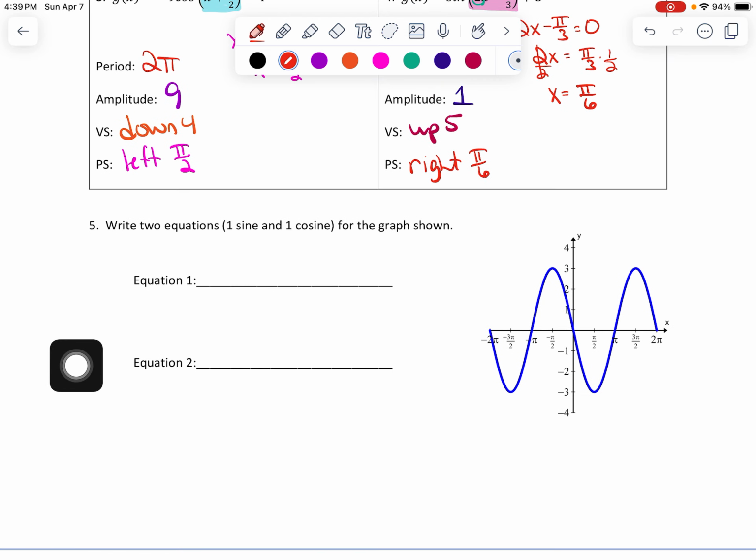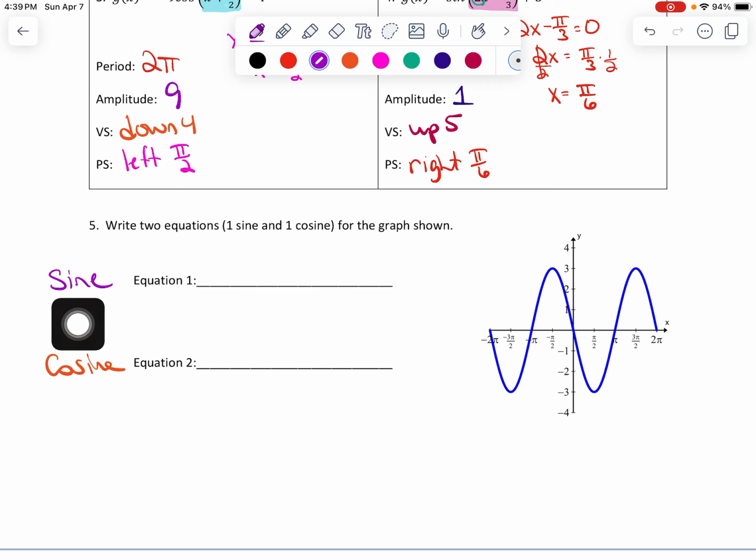All right, now the last problem on page 1 here is I've given you a graph and I want to write 2 equations, one sine and one cosine for the graph shown. Here's the thing with this. This particular problem has a lot of solutions. So for equation 1, I'm going to identify this one as my sine curve. And then for equation 2, I'll make this one my cosine curve, just for my own well-being.